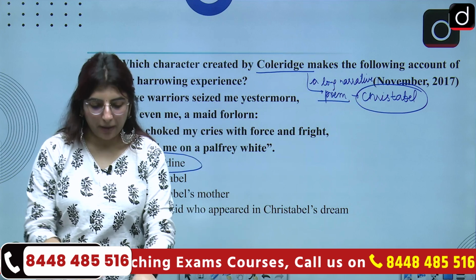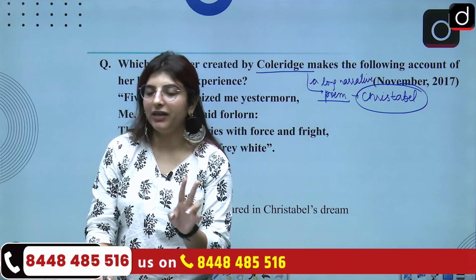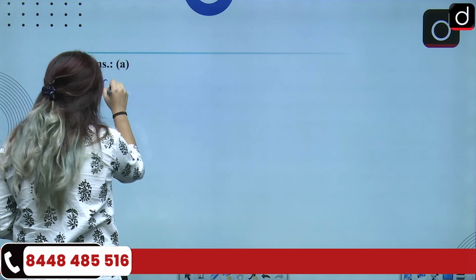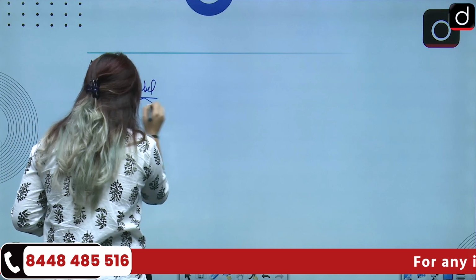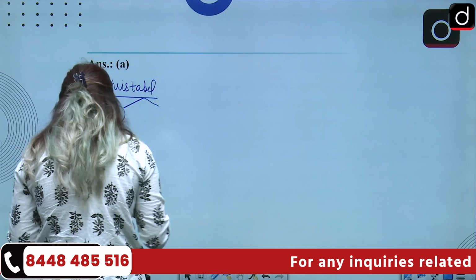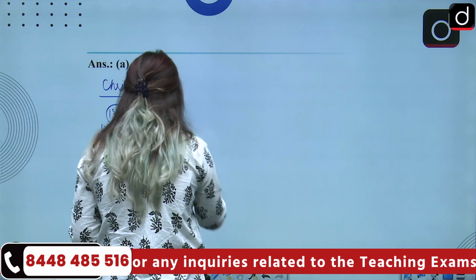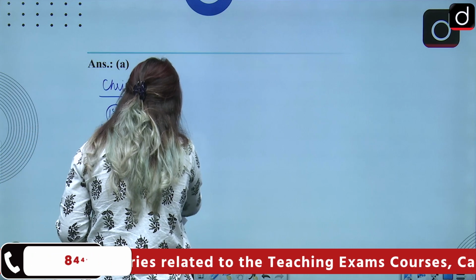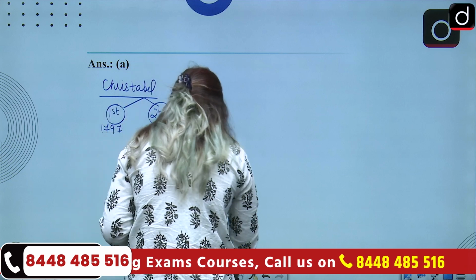And when was it published? It was published in, agar hum baat karein, two parts mein, note down kare baaki cheeze. Christabel, two parts mein it came. First part was written in the year 1797, and the second in the year 1800. 1800 में लिखा गया था, ठीक है?